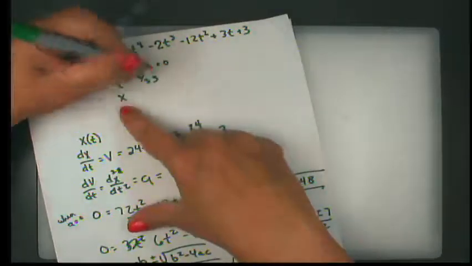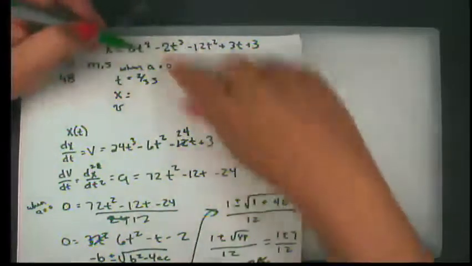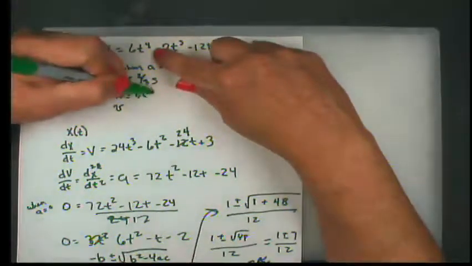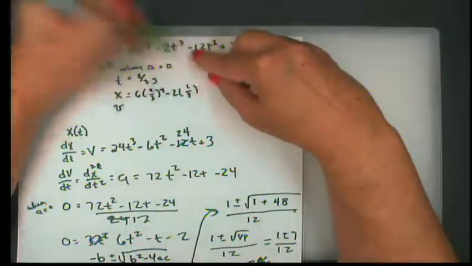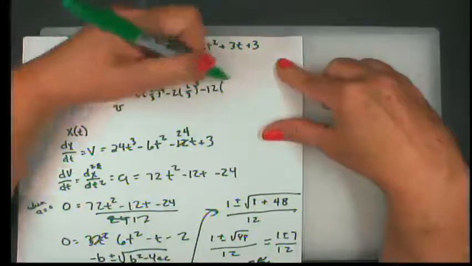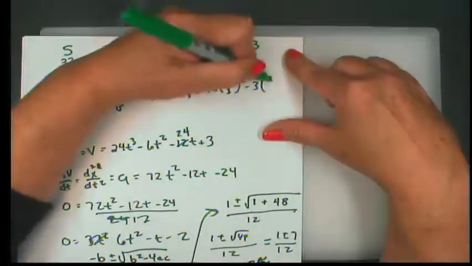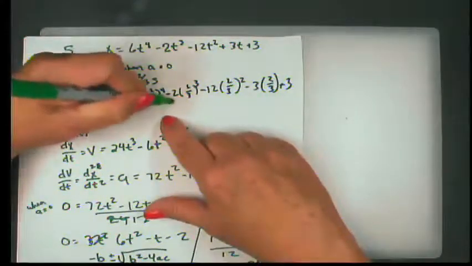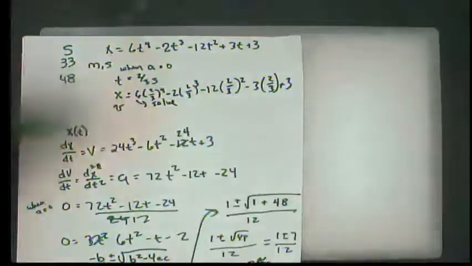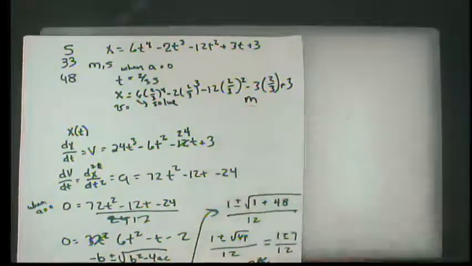2/3 second. What is my x? Well, I'd plug 2/3 back into this equation, right? So I'd get 6 times 2/3 quantity to the fourth minus 2 times 2/3 quantity to the third minus 12 is 2/3 quantity squared minus 3 times 2/3 plus 3. And I know that you are more than capable of solving for that number. The only thing to remember is that it's going to be in meters. We have to make sure to include our units.